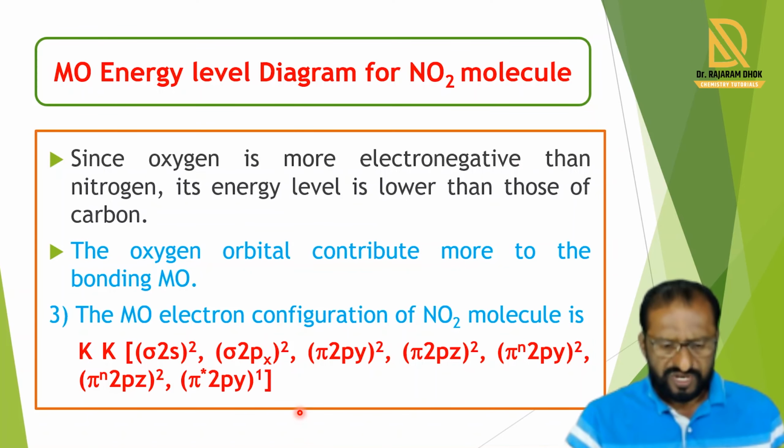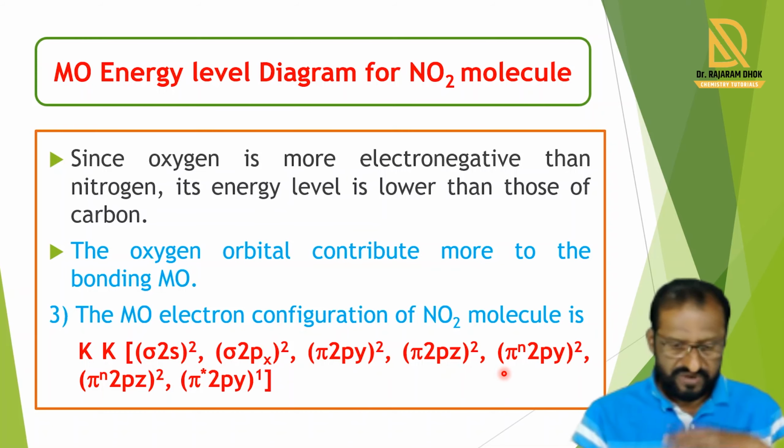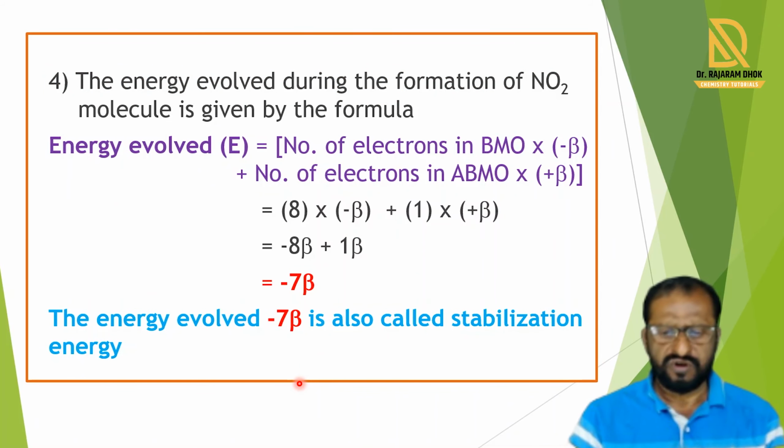In the NO2 molecule, the 1s orbitals remain as non-bonding, and so we write in the electronic configuration KK. Then the next electronic configuration is sigma 2s2, sigma 2px2, pi 2py2, pi 2pz2, pi n2py2, pi n2pz2 and pi star 2py1. Now we see the energy evolved during the formation of the NO2 molecule.